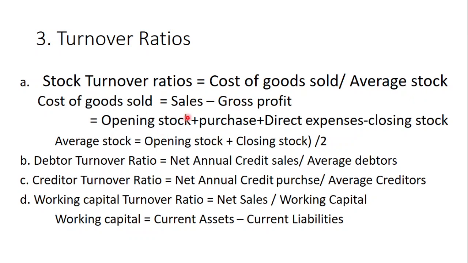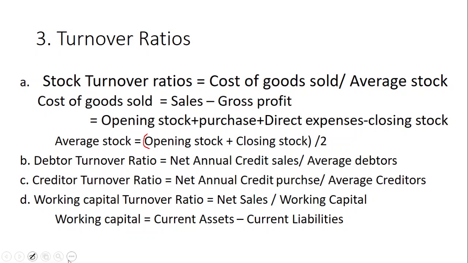Cost of goods sold is equal to sales minus gross profit. This is one formula. In another formula, we can calculate cost of goods sold as opening stock plus purchase plus direct expenses minus closing stock. Average stock means opening stock plus closing stock divided by 2. So we have to put a bracket here also.